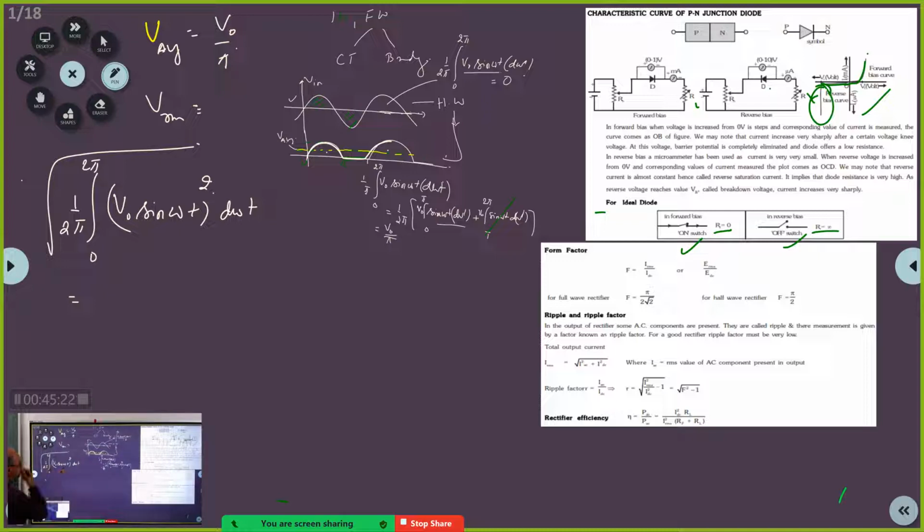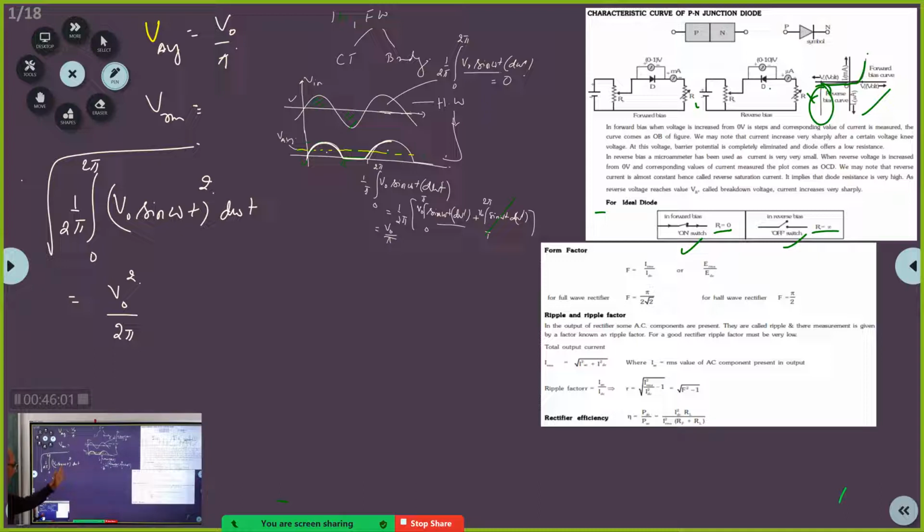So what is V naught sine omega t? You will take V naught square outside here, and 2 pi will be there, and integration of sine square omega t. You are going to write it as 1 minus cos square omega t. I suppose you remember that, right? And cos 2 omega t will give you 1 minus 2 cos square omega t. So therefore cos square omega t will be what? 1 minus cos 2 omega t divided by 2. Got it?